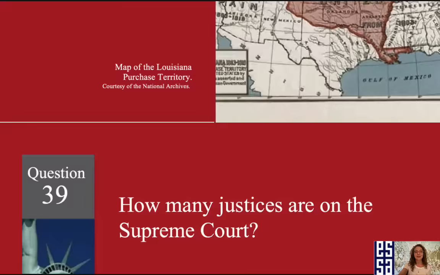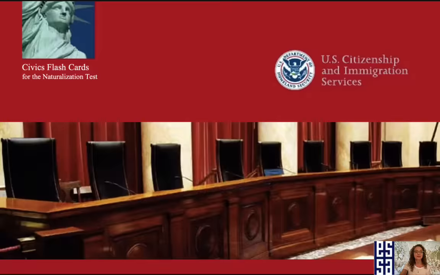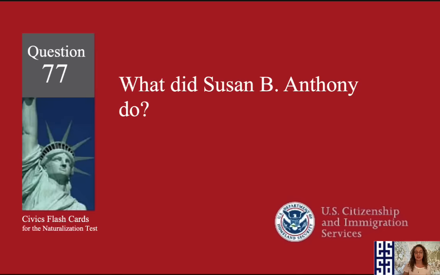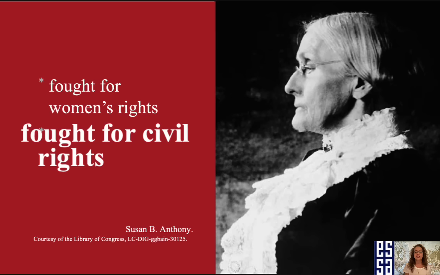How many justices are on the Supreme Court? Nine justices. What did Susan B. Anthony do? She fought for civil rights. Another answer here, some people say, is fought for women's rights. So either one is correct, fought for civil rights or fought for women's rights.